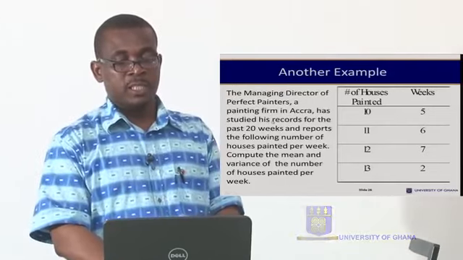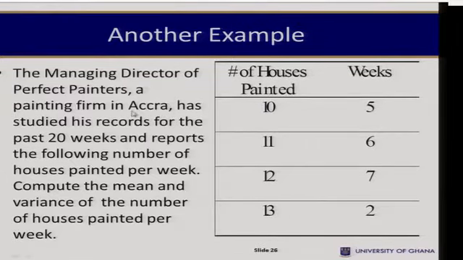So let's illustrate with an example, just to facilitate how you solve the problems. Now let's say the managing director of Perfect Painters, a painting firm in Accra, has studied his records for the past 20 weeks and reports the following number of houses painted per week. Compute the mean and variance of the number of houses painted per week. So this is the data. Number of houses painted 10, the weeks in which they were painted 5 weeks, 6, 7, and 2. So 13 painted in 2 weeks. So you have this table.